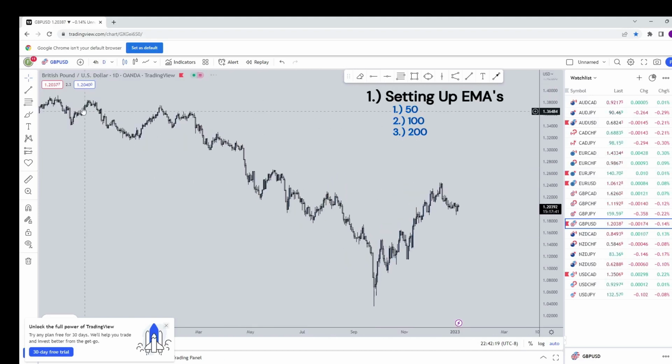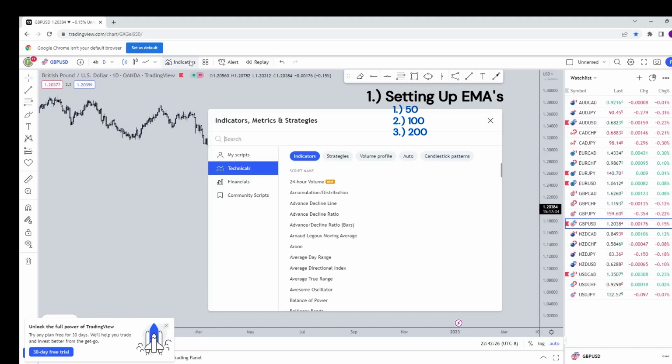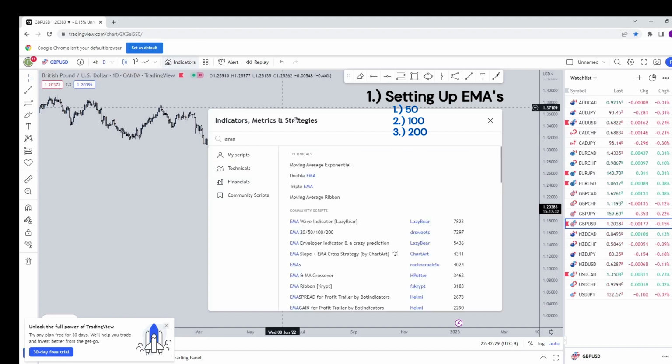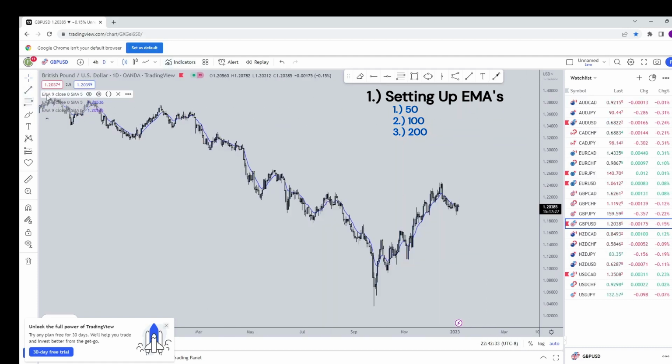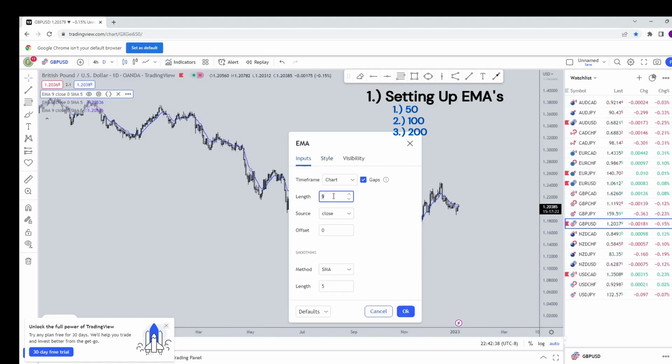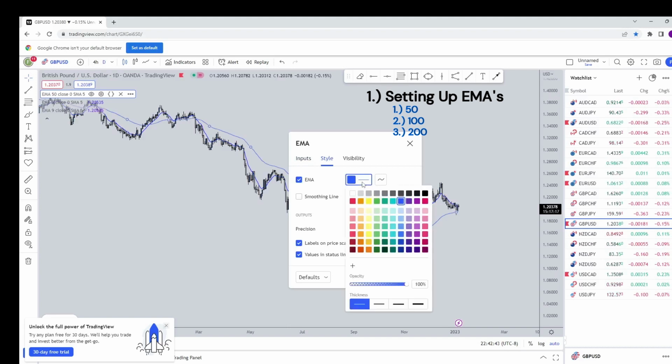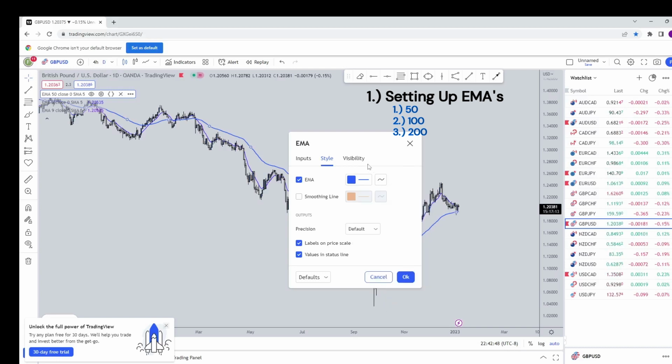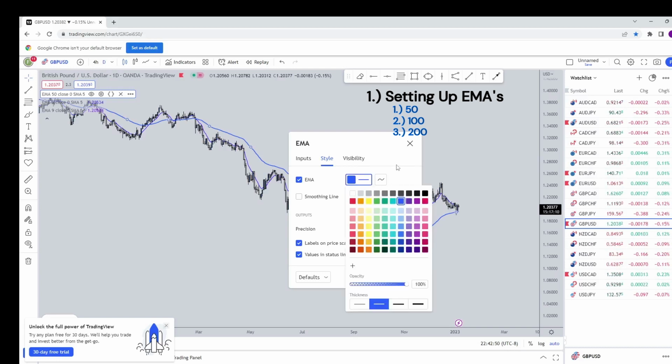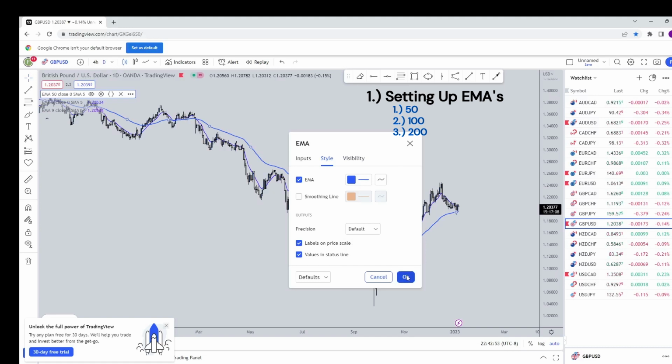Right here in this chart, we have the Great British Pound against the US dollar on the daily chart. We're going to set up the indicators, which are the EMAs. We're going to do 3 of them. Over here on the top left corner is where you put the settings on them. The first one is going to be a 50 EMA. I like to set up the style to my liking. You can do whatever color you want, whatever thickness of the line you want, but as long as it's the 50 EMA, you should be fine.